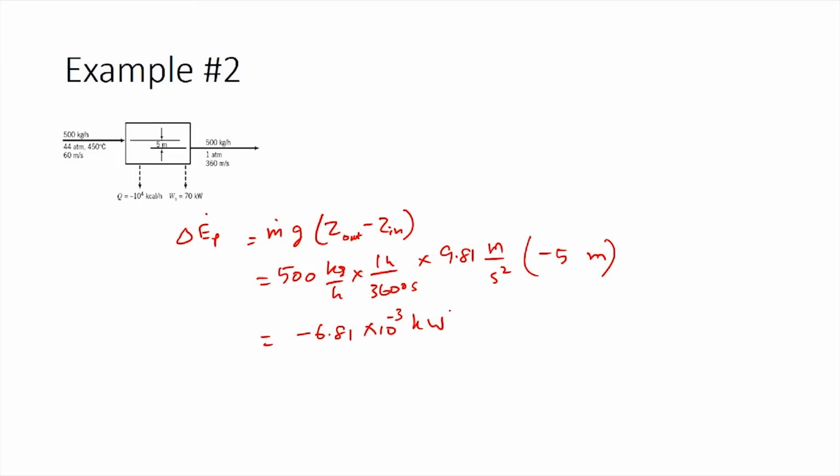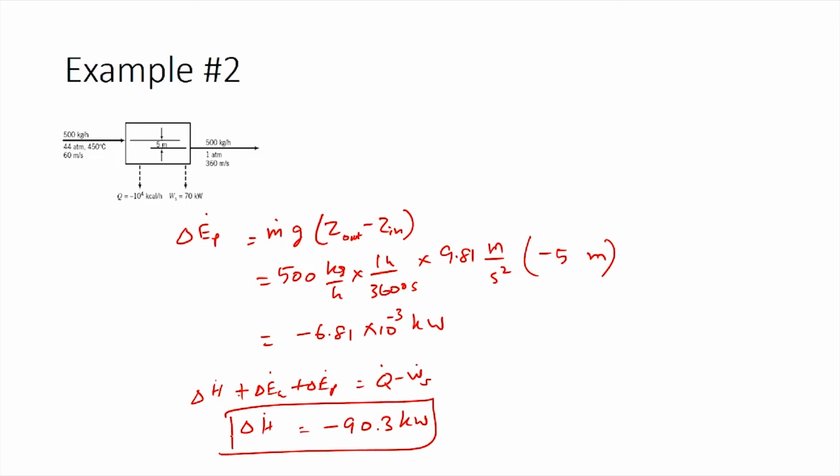Now that we have the potential energy and kinetic energy, we can substitute it back to the equation delta H dot plus delta Ek dot plus delta Ep dot equals Q dot minus Ws dot. By substituting it here, we can calculate delta H dot as, we already know Q dot and Ws dot. By converting them to appropriate units, we can use it in this equation and get delta H dot as minus 90.3 kilowatts.